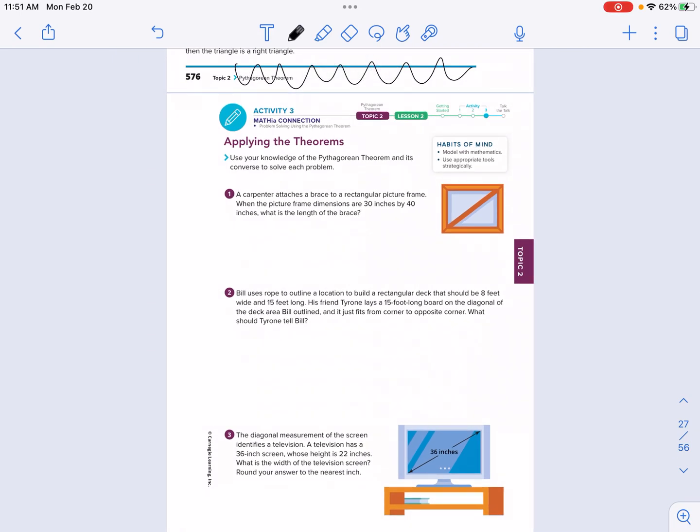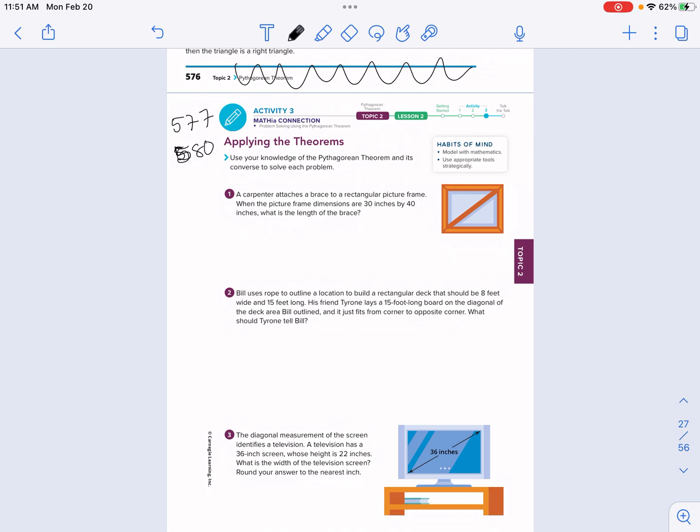All right, we're starting on page 577. We'll be going to 580, and again to our assignment on 581. So this is module 4, topic 2, and the second part of lesson 2.